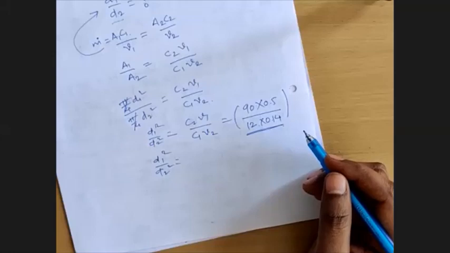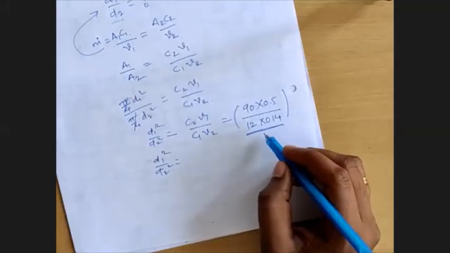What you have got for D1 square by D2 square? By solving this bracket, what you have got?